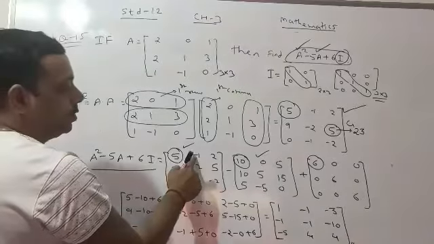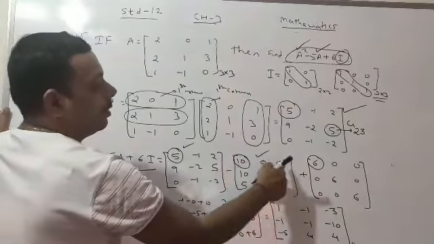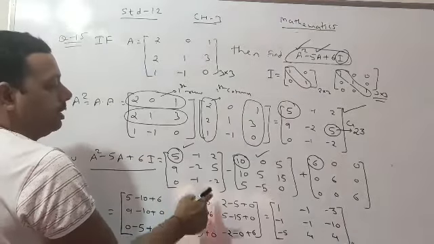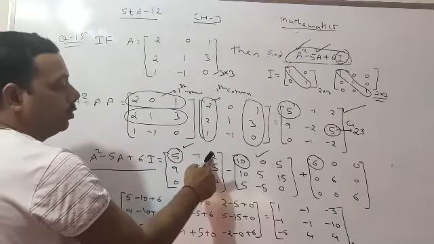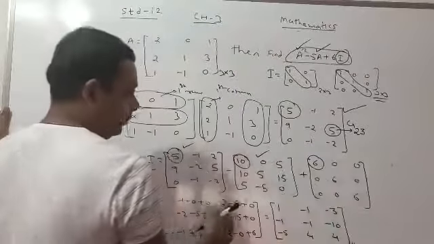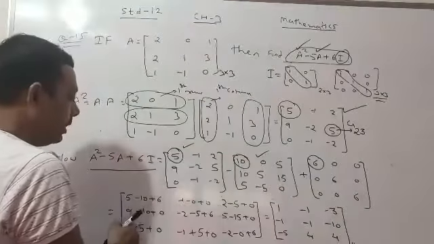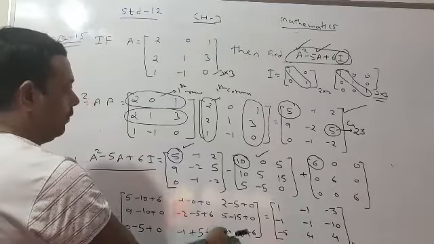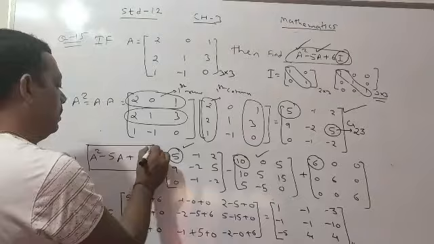Same way, minus 1, minus 0 plus 0. So minus 1, minus 0 plus 0. Same way, 2, then minus 5 and 0. So 2, minus 5, 0. This way we will write all the 9 entries. We will perform as they are required.